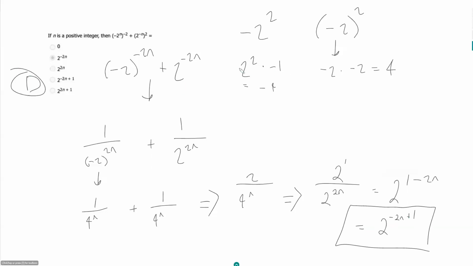So I think it really all comes down to making sure you keep this -2 here within the parentheses and doing your order of operations correctly.